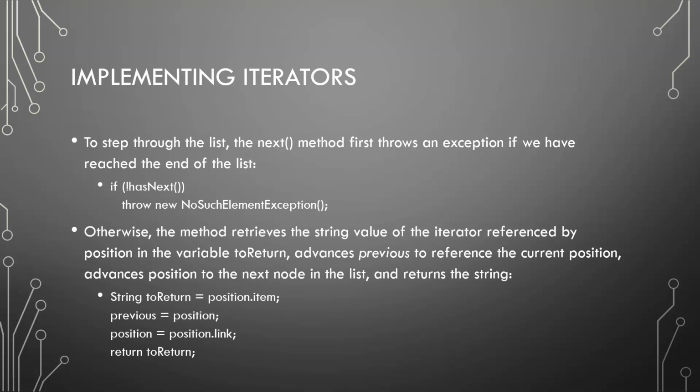Otherwise, the method retrieves the string value of the iterator referenced by position within the variable toReturn, advances previous to reference the current position, and advances position to the next node on the list and returns the string. So String toReturn equals position.item, previous equals position, position equals position.link, and return toReturn.